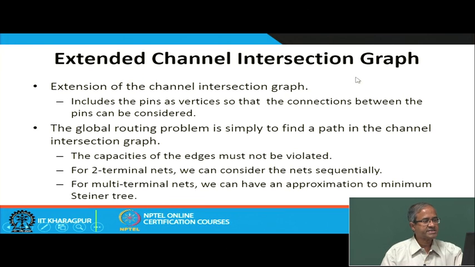Now, a slight extension makes it more meaningful. In this extended channel intersection graph, we use not only the channel intersections as vertices, but also the pins as vertices. The rest remains the same. So, let us see how it looks.